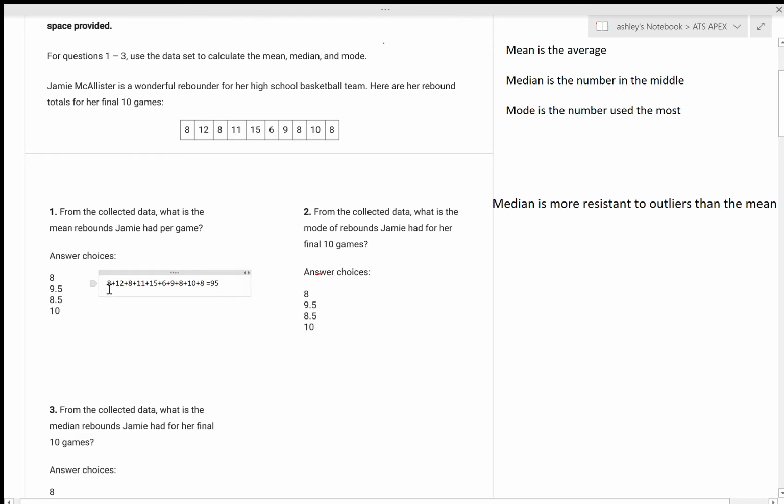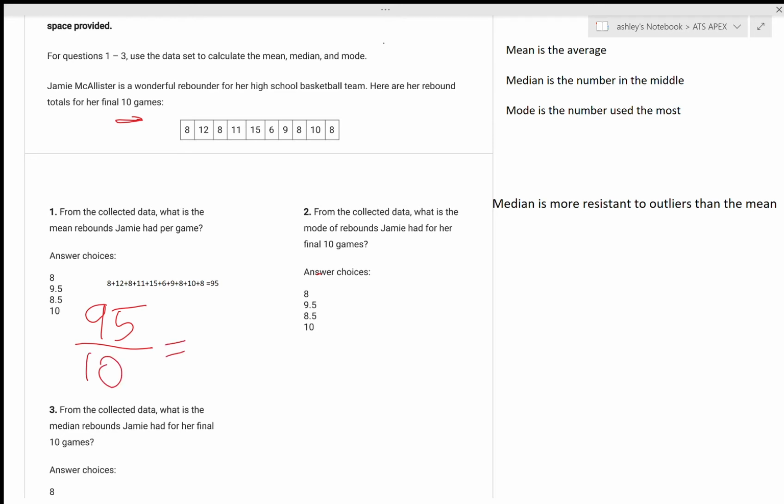The mean is our first one. Okay, so our mean is where you add all the numbers together, which I already did. I took all the numbers from this data, added them together, and I get 95. Once I do that, I take that 95 and divide it by the total number of numbers in the set, which in this case was 10, which means this would be 9.5. Okay? Add them together, divide by the total.